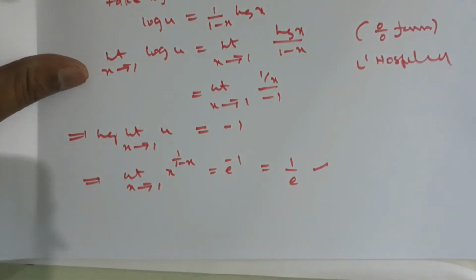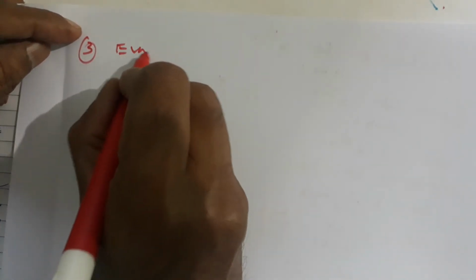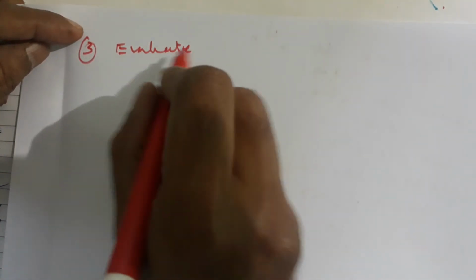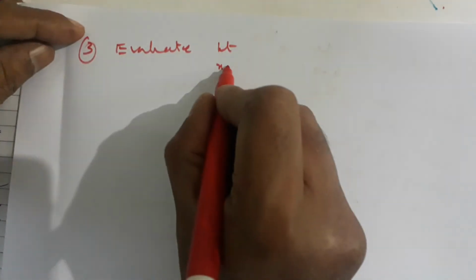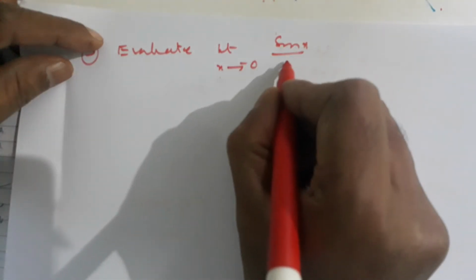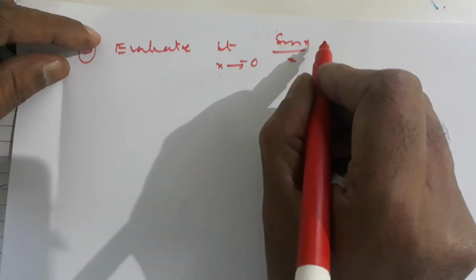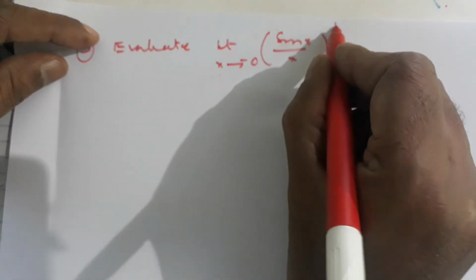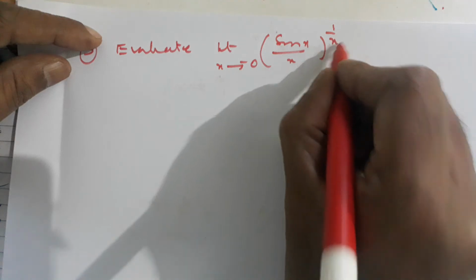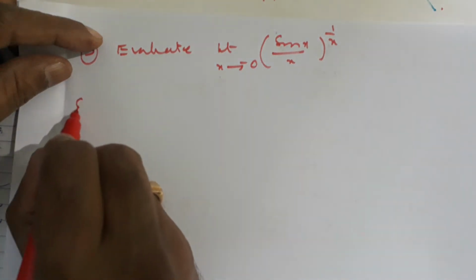That is the 2015 problem. Right. Third problem. Evaluate limit x tends to 0, sin x by x whole to the power of 1 by x. Right, solution.